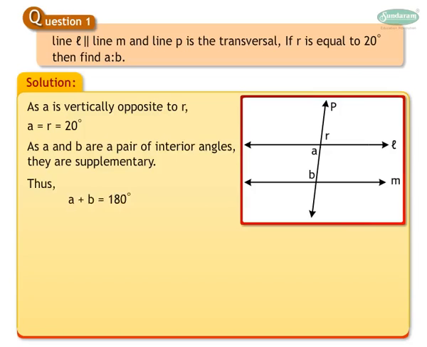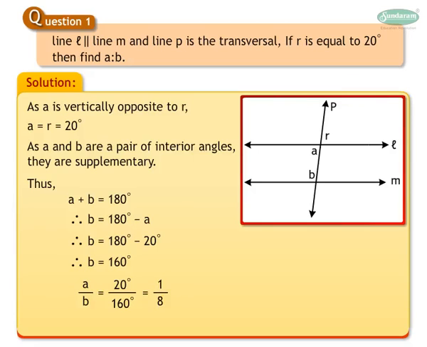This implies that B is equal to 180 degrees minus A. Therefore, B is equal to 180 degrees minus 20 degrees, which is equal to 160 degrees. Now, A upon B will be 20 degrees upon 160 degrees, which is equal to 1 upon 8. Therefore, the ratio of A and B is equal to 1:8.